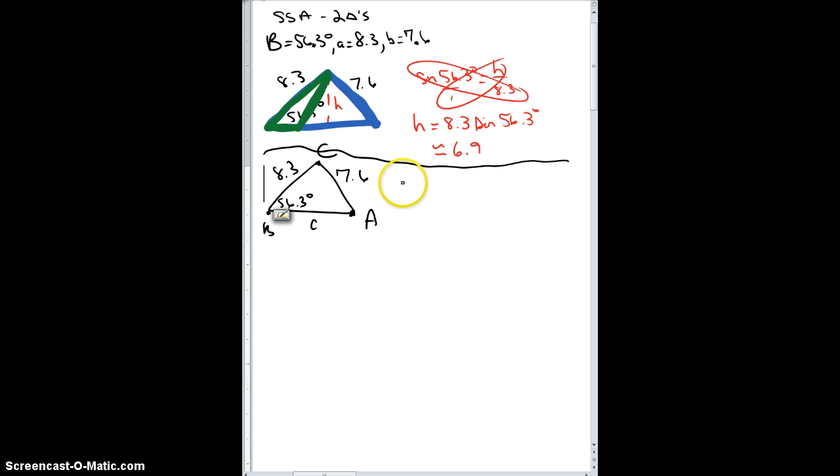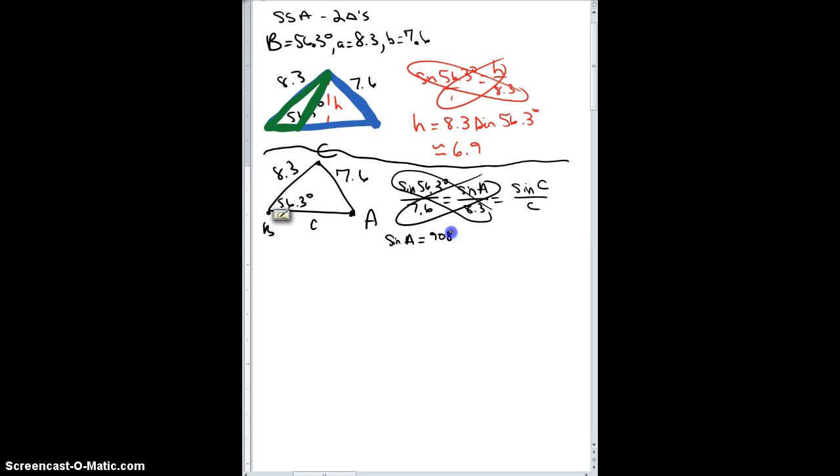Alright, so I'm just going to set up my law of sines. Sine of 56.3 over 7.6 equals sine of A over 8.3, and sine of C over side C. I'm going to start right here where I have some values and do that proportion. So I take this sine times 8.3 and divide by that, and that gives me that the sine of A is equal to, let's see, what do I get?